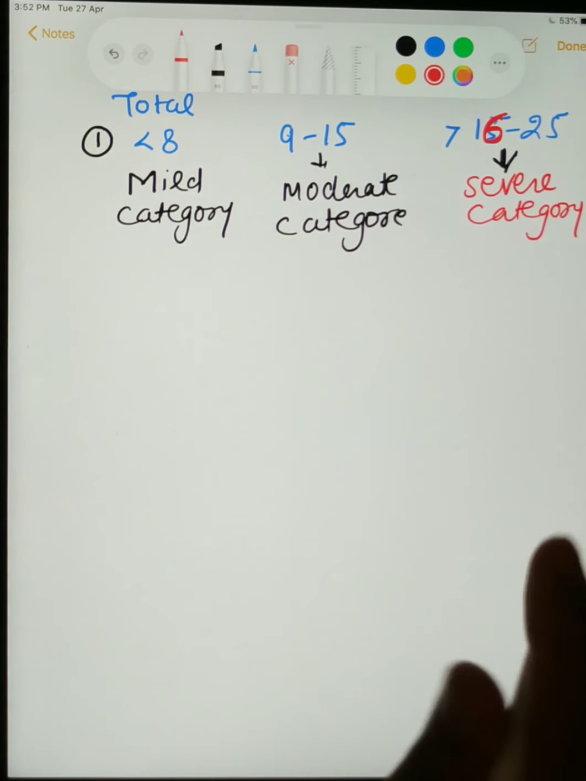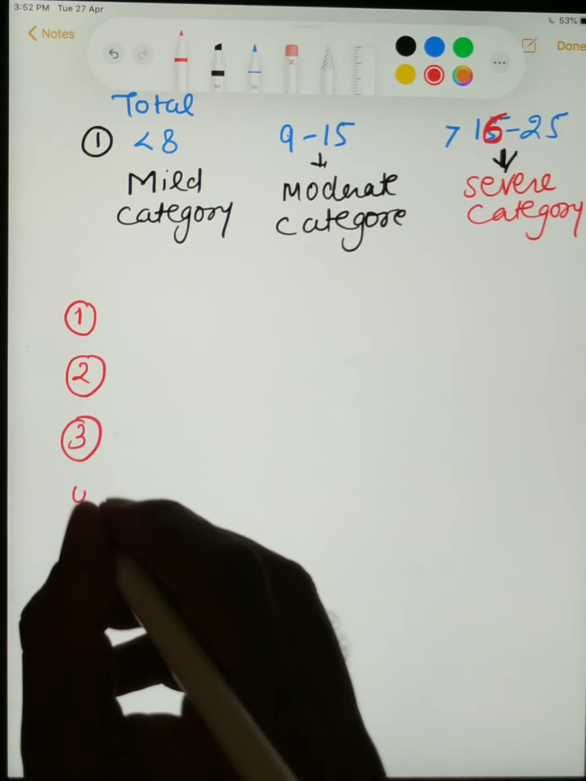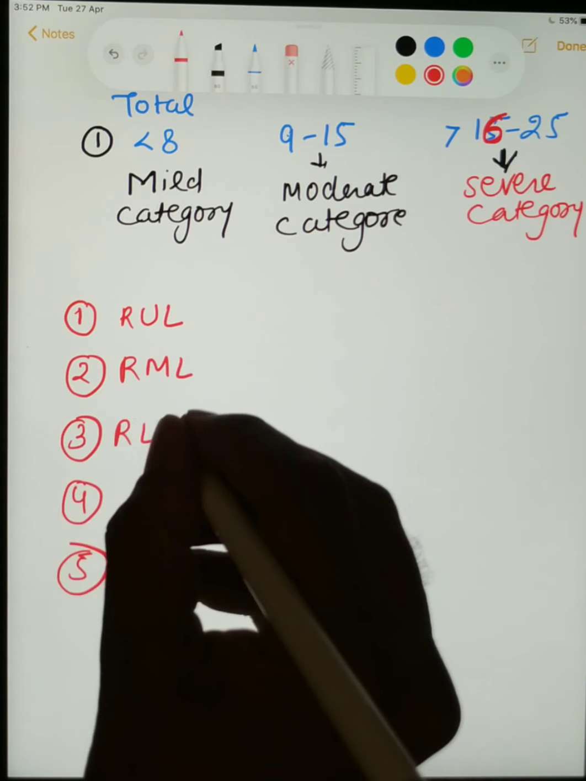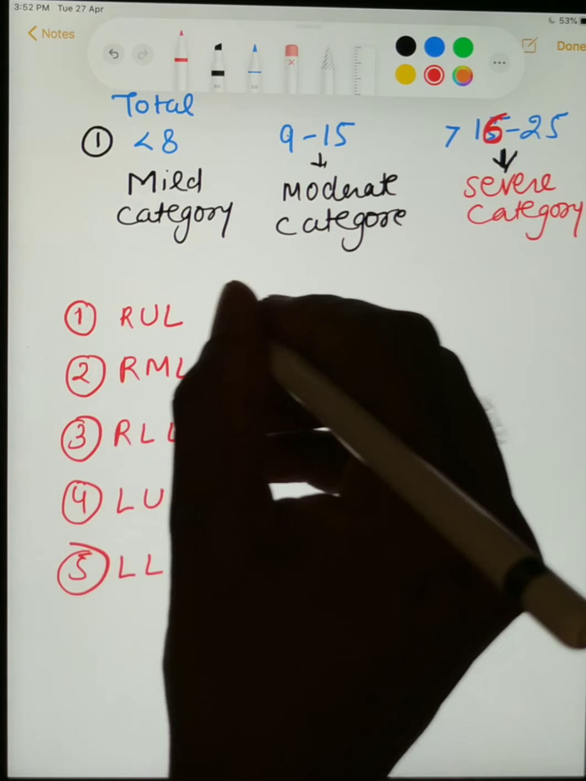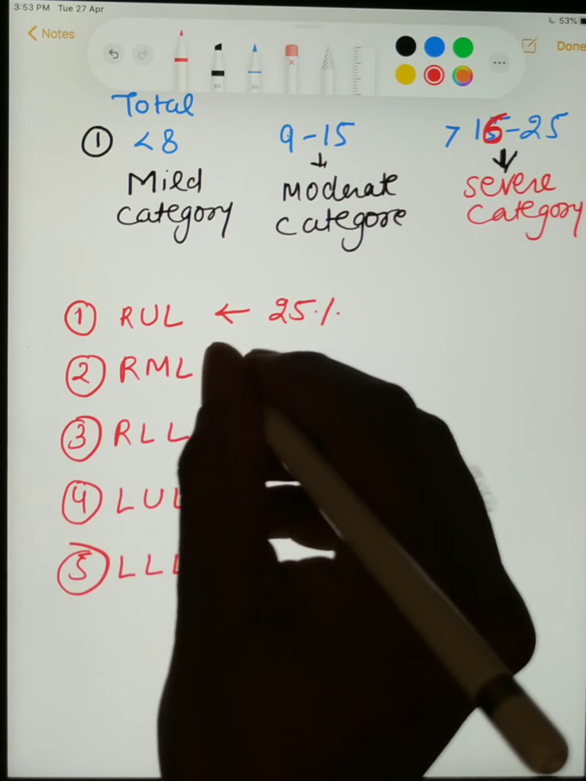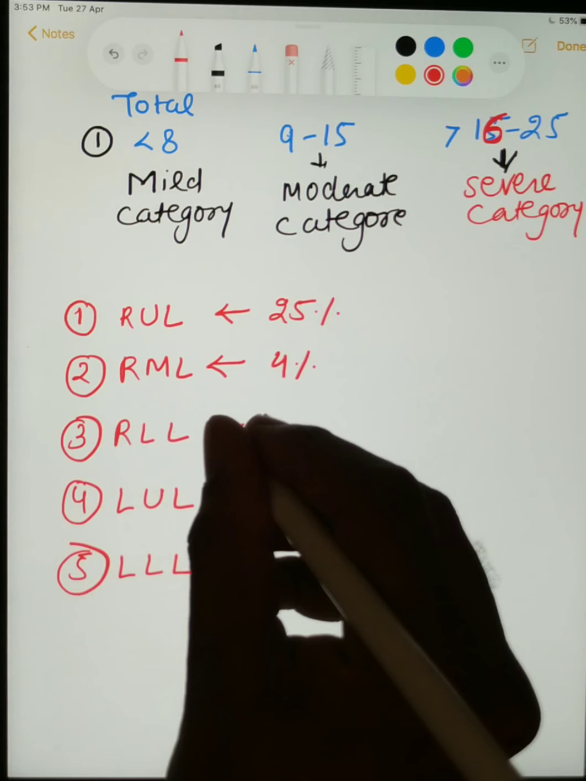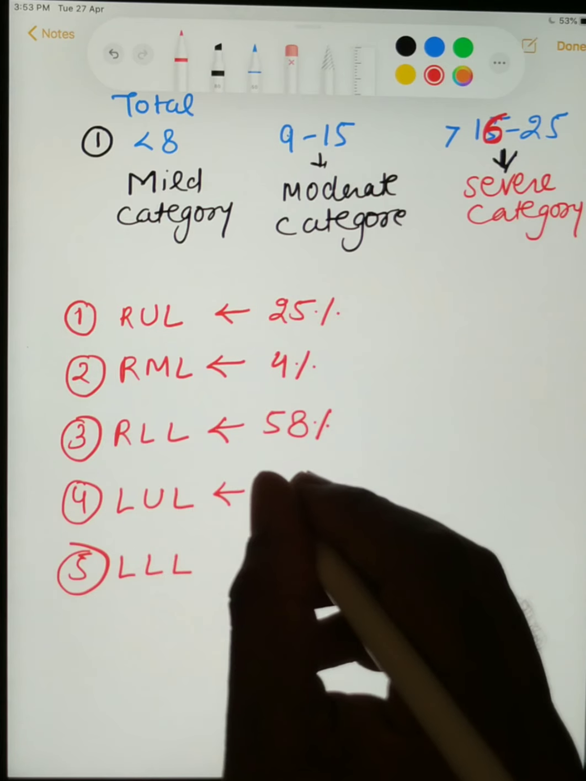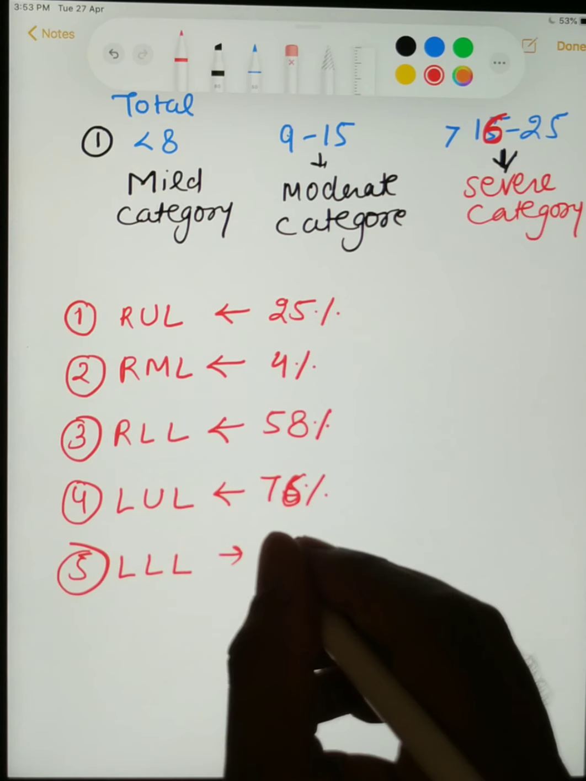So I'll explain this by an example. Suppose this is right upper lobe, right middle lobe, right lower lobe, left upper lobe, and left lower lobe. Right upper lobe is involved 25%, right middle lobe is involved 4%, right lower lobe is involved 58%, left upper lobe is involved 75% or 76%, and left lower lobe is involved 40%.